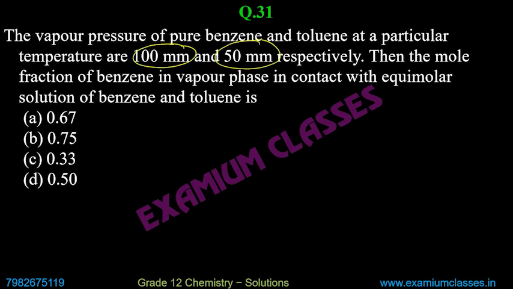Next question. The vapor pressure of pure benzene and toluene at a particular temperature are 100 millimeter and 50 millimeter of Hg. Then the mole fraction of benzene in vapor phase in contact with equimolar solution of benzene and toluene is. First read the question and then I'll explain if you don't get it. Question is easy, just slightly tricky. Just to understand. Otherwise, it is easy.